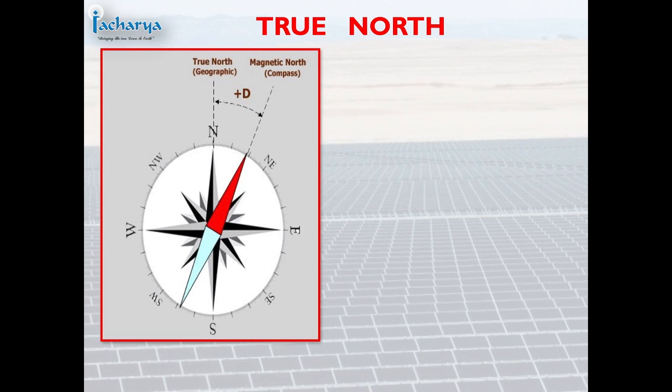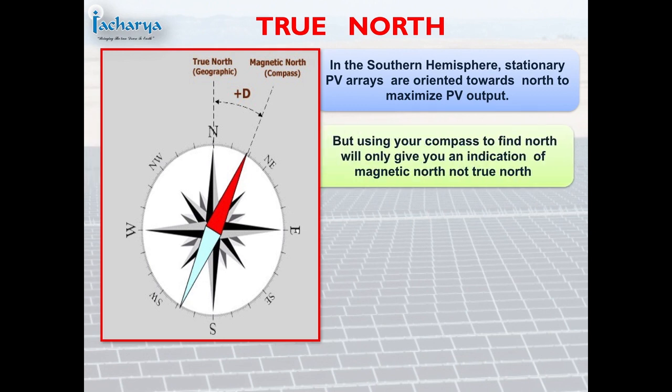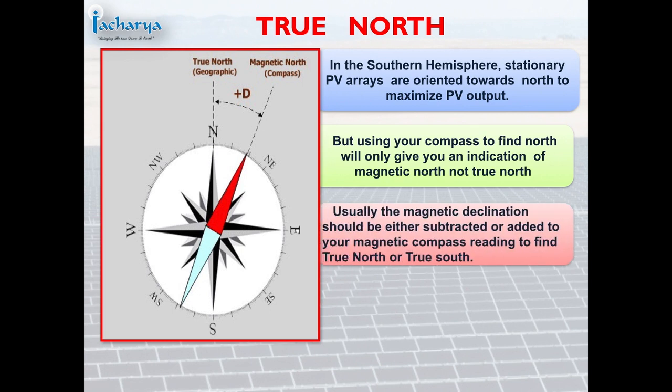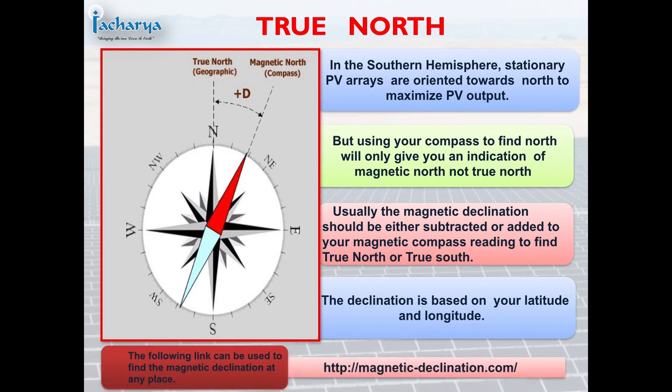True north. In the southern hemisphere, stationary PV arrays are oriented towards north to maximize PV output. But using your compass to find north will only give you an indication of magnetic north, not true north. Usually, the magnetic declination should be either subtracted or added to your magnetic compass reading to find true north or true south. The declination is based on your latitude and longitude. The following link can be used to find the magnetic declination at any place.